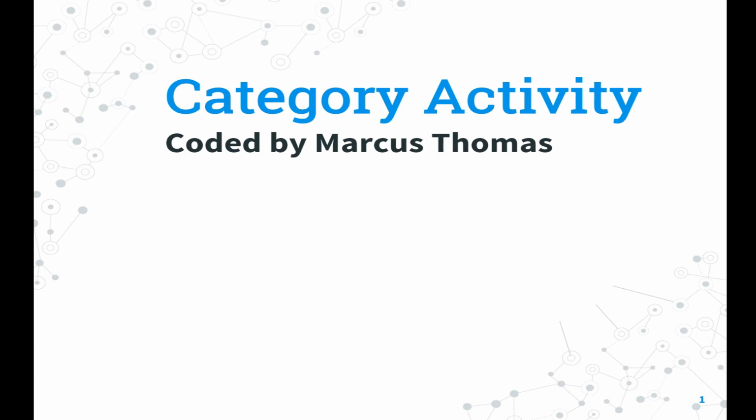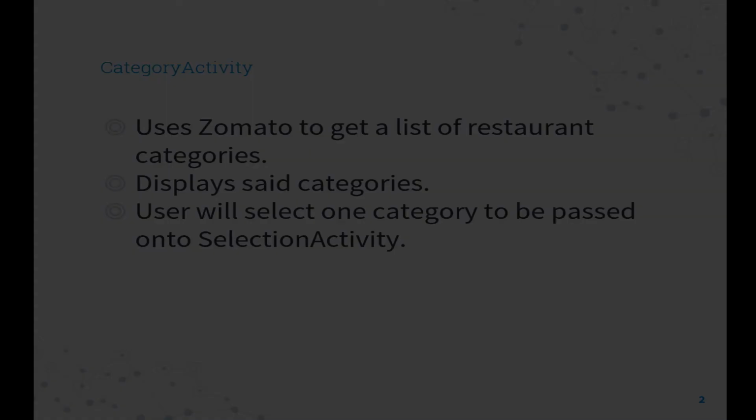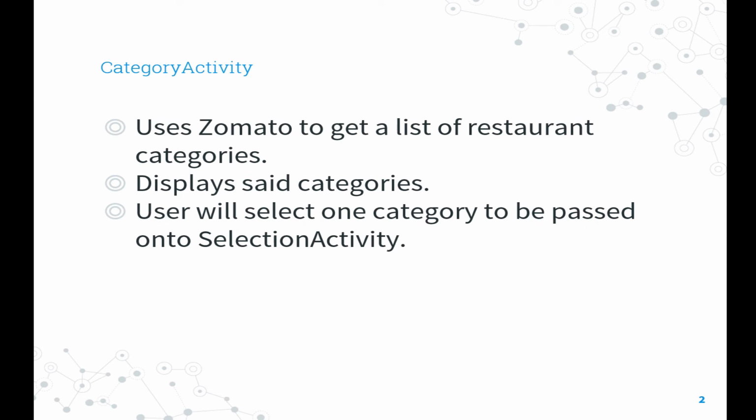Hello, I'm Marcus Thomas, and I'll be talking about the category activity. This activity uses the Zomato API to get a list of restaurant categories, then allows the user to select which type of restaurant they want to go to.